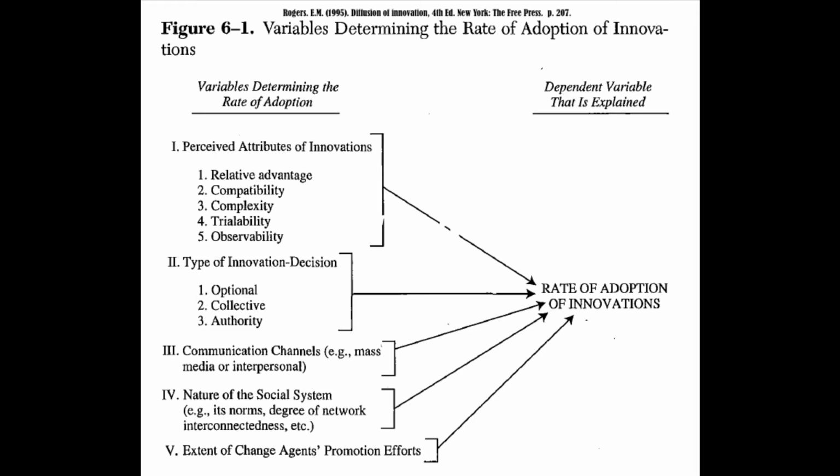So we're going to spend time with the perceived attributes model, but he also looks at the type of innovation decision, so who's making the decision and is it mandatory, the various communication channels to diffuse the innovation, the nature of the social system, so that's the culture of innovation in a way that we've talked about already, and then the extent of change agents' promotion efforts, so in some ways that's you, the change agent, what do you do to make it happen? And so we're going to focus now on perceived attributes.